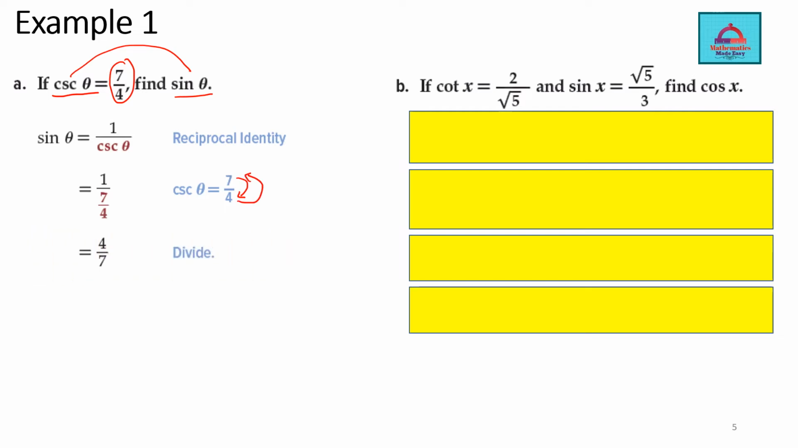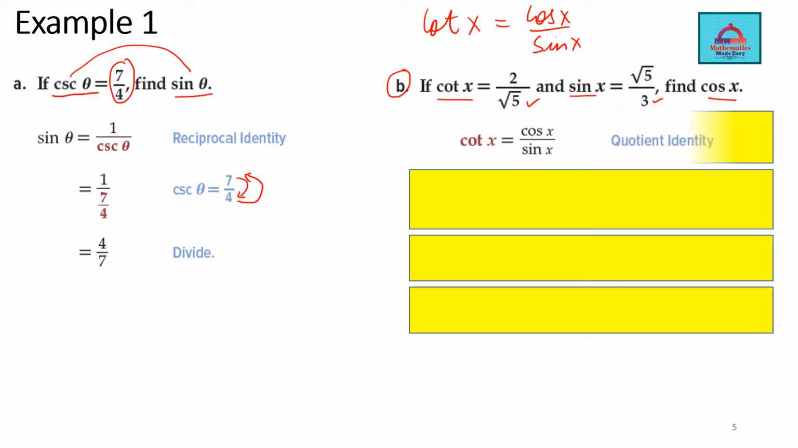Now we need to use quotient identity also for question number B part. Let's see how we can solve. Cot is given to you, sine is given to you, you need to find cosecant. Now what is the definition of cot? Cot x is cosecant x over sine x. So you divide them both to get the answer.